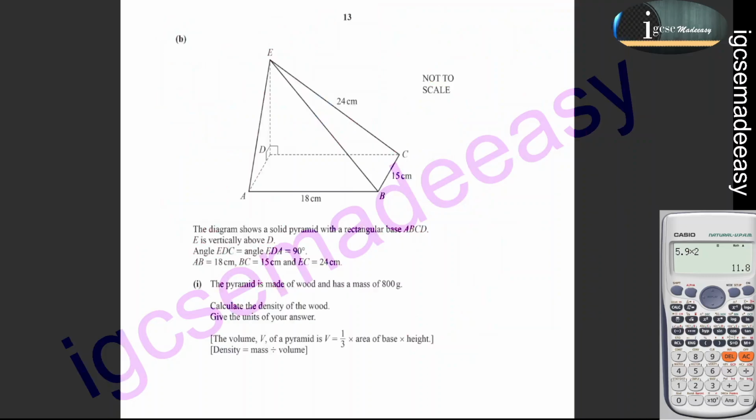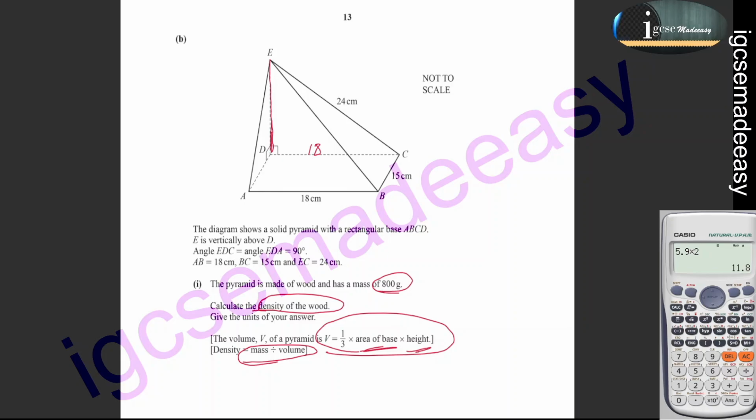End of the question. Part B, the diagram shows a solid pyramid with a rectangular base. If it is a rectangular base, you should know that the opposite sides are equal. So if it is 18, this should also equal 18. We have to calculate the density of the wood, and density equals mass upon volume, right? Mass is already given as 800, and volume we have to calculate. The volume formula is given: 1/3 times area of the base, which is 18 into 15, times the height, which we have to find, and the height is DE.